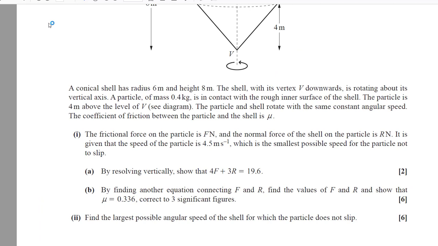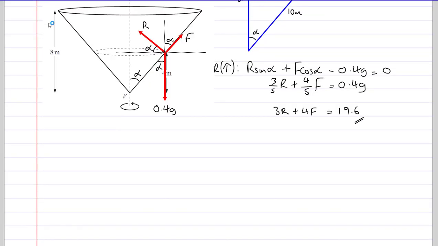In part B it says by finding another equation connecting F and R, find the values of F and R and show that mu is 0.336, correct to 3 significant figures. So we get our second equation by resolving in a horizontal direction. We'll take to the left to be positive. So we've got R cos alpha, the friction is in the opposite direction and it doesn't include the angle, so that's minus F sine alpha.